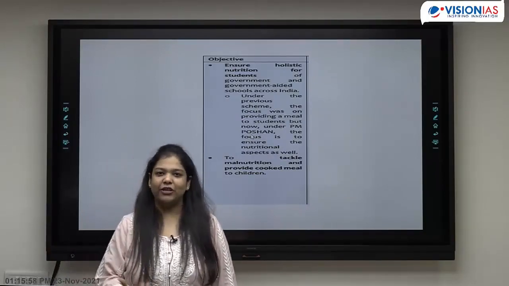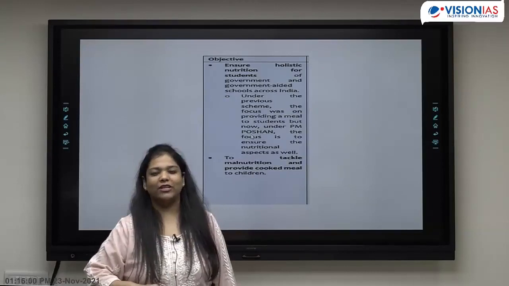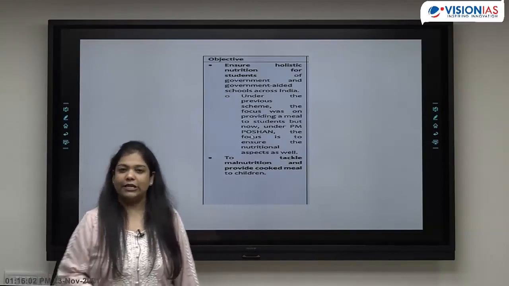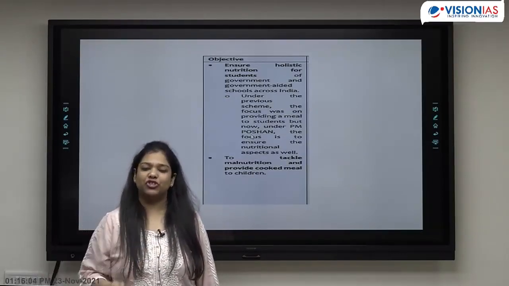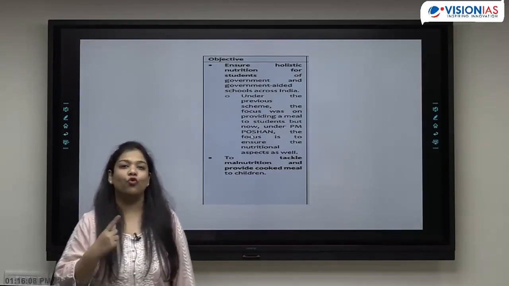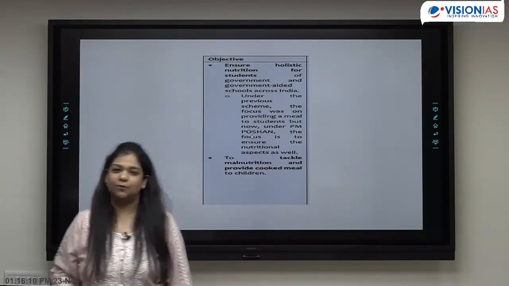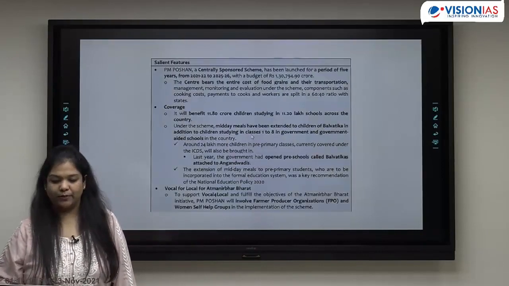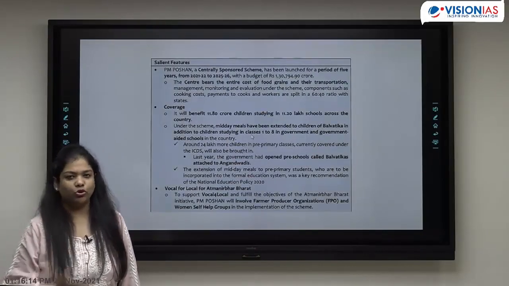See, at the end of it, it depends how you implement. Anyhow, that's not our concern. So the point here is that the new revamped scheme was initiated with the objective that now we are going to focus on the nutritional aspect of the food which is being provided. ठीक है. So again, you should know the basic provisions.